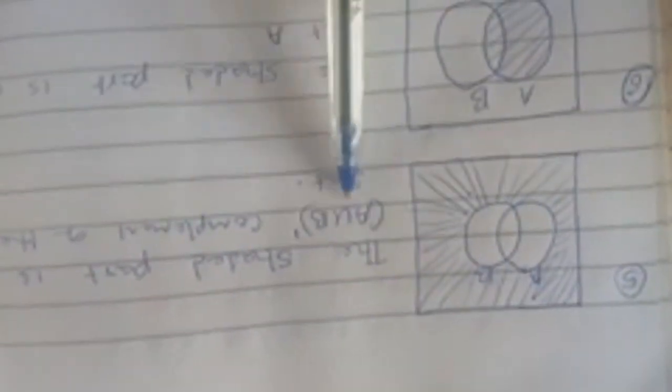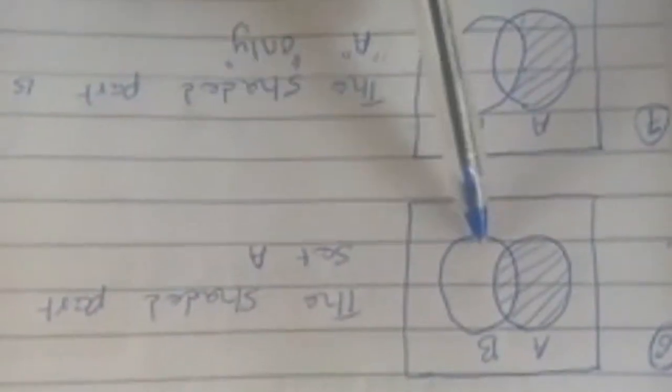So now we have a complement. This outside here is the complement. What is in the universal set and is not in A or B is called A union B complement. So everything outside here is called A union B complement. So this is a very important part.